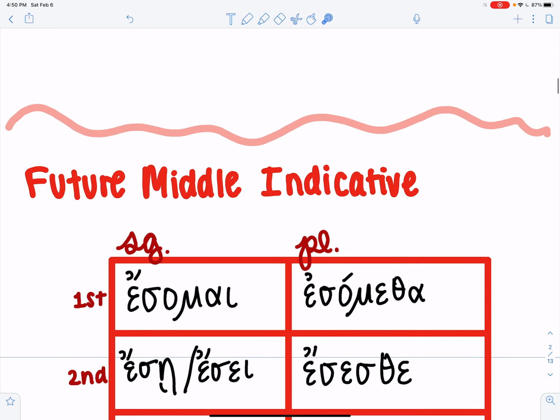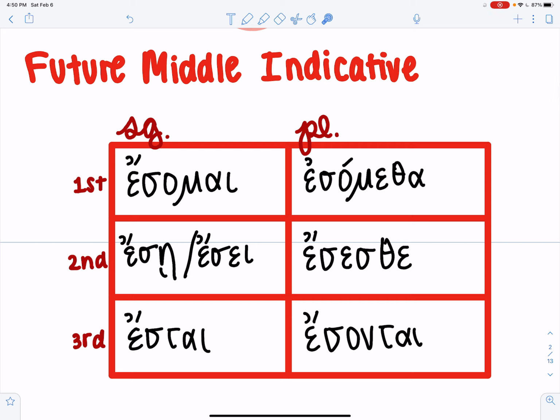And now on to future middle. Esomai, I will be. Did I say first plural? I don't even remember, but the point is what I just did was first singular. Now, second singular, esse, or essay, same thing, just with different spellings. Both mean you will be. Then estai, he, she, or it will be. First plural, esometha, we will be. Second plural, eseste, you all will be. Third plural, esontai, they will be.